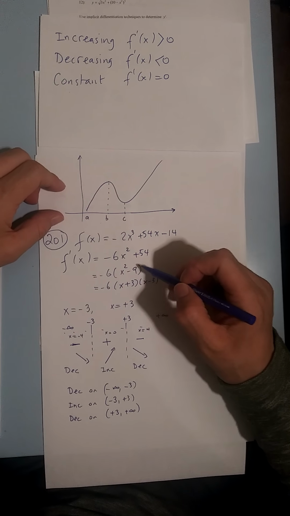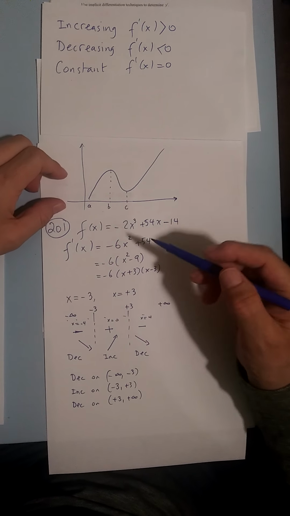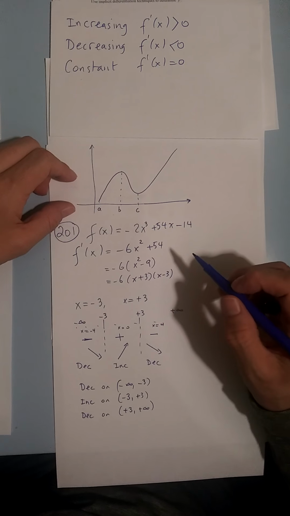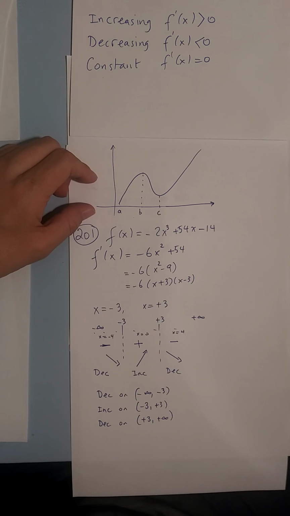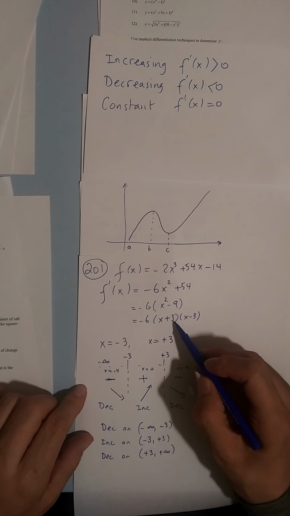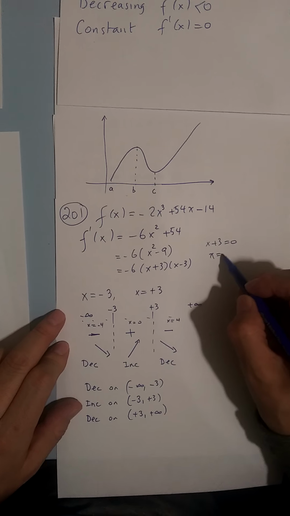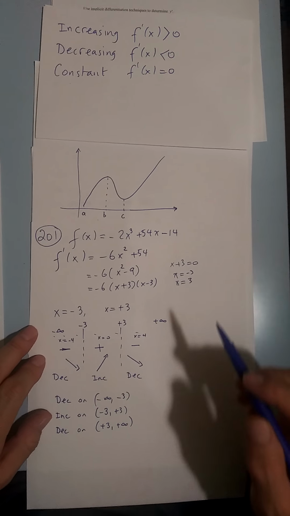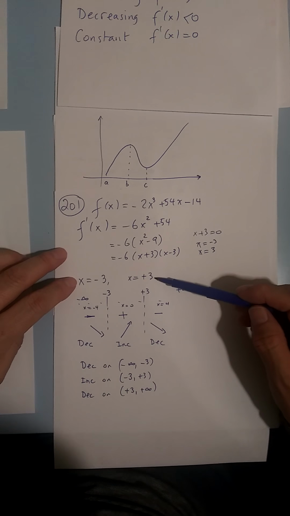Well, let's set this equal to 0 by factoring it first. Take out minus 6, so that gives you minus 6 times x squared minus 9, and we need to figure out where this is equal to 0. Sometimes we don't have to, but this time we do. So x plus 3 equals 0 when x equals negative 3. And then x minus 3 equals 0 when x equals plus 3. So the two critical numbers are x equals minus 3 and x equals 3.